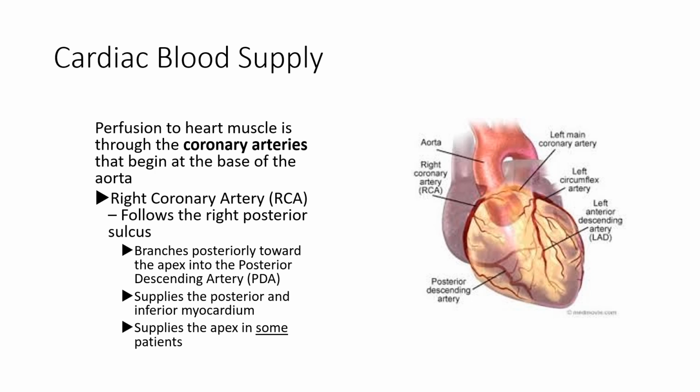Perfusion of the heart muscle occurs through the coronary arteries that begin at the base of the aorta. The right coronary artery follows the right posterior sulcus, which is that little indentation right there. And you can see the right coronary artery going back this way. It branches posteriorly towards the apex down here into the posterior descending artery. It supplies the posterior and inferior myocardium, and it also supplies the apex in some patients through this posterior descending artery.